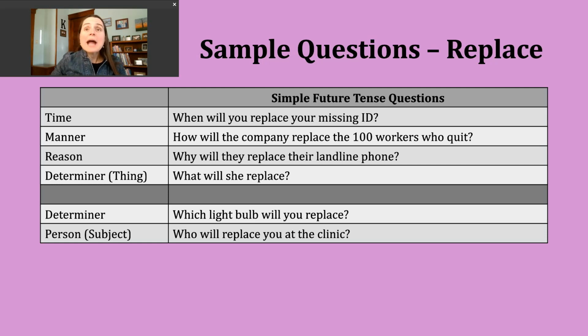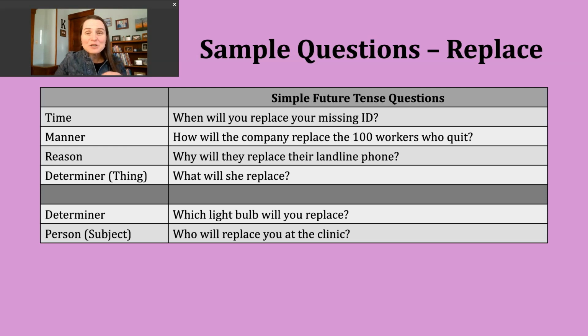Another type of question we ask is about the manner in which something is being done. For this, we use the question word how, H-O-W. An example of this might be, how will the company replace the 100 workers who quit?